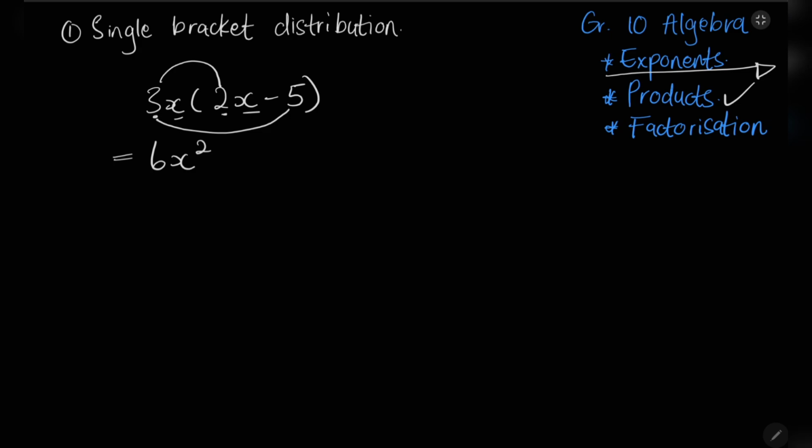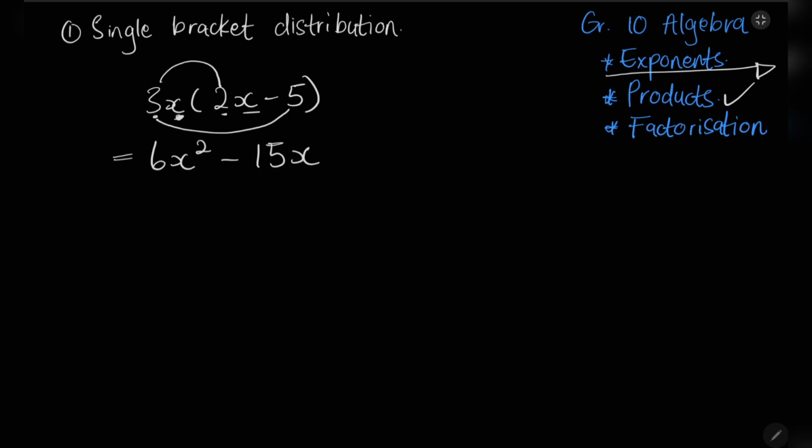Then 3x times negative 5. You have to pay close attention to the signs. We have a positive 3 times a negative 5, which gives us negative 15x. 3 times negative 5 is negative 15. You have to account for your variable, therefore we have our x there.